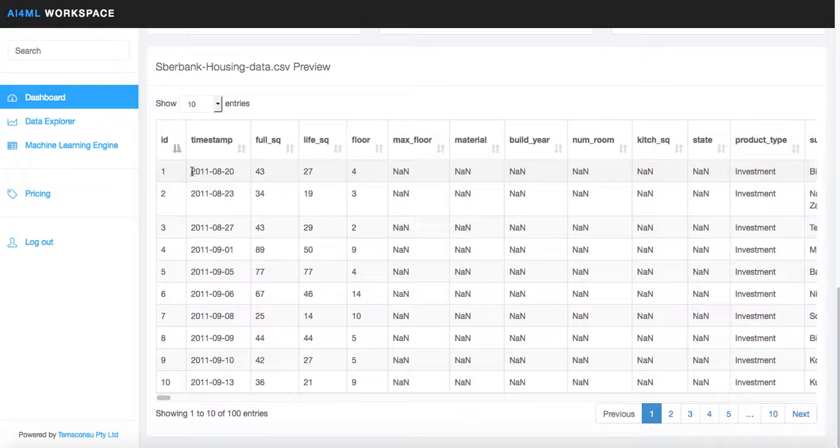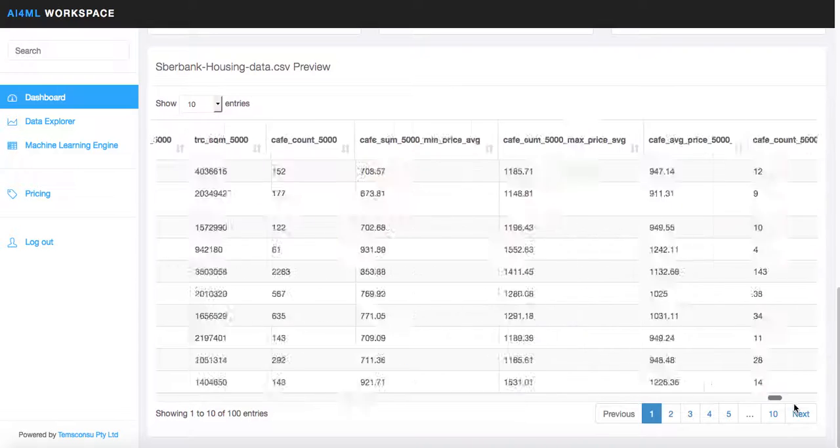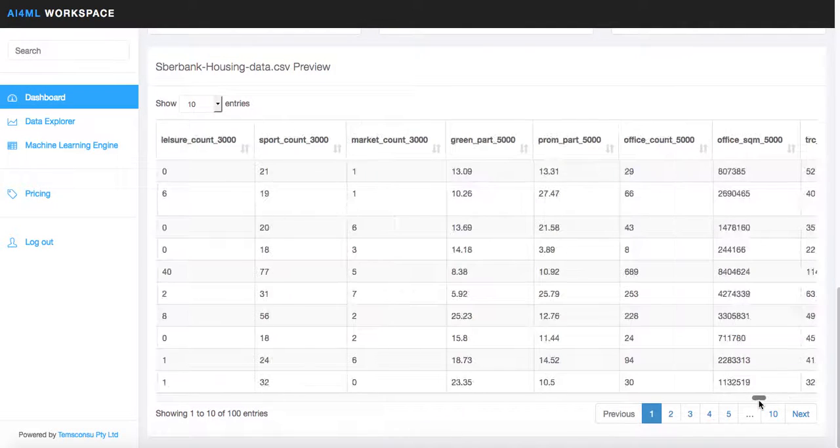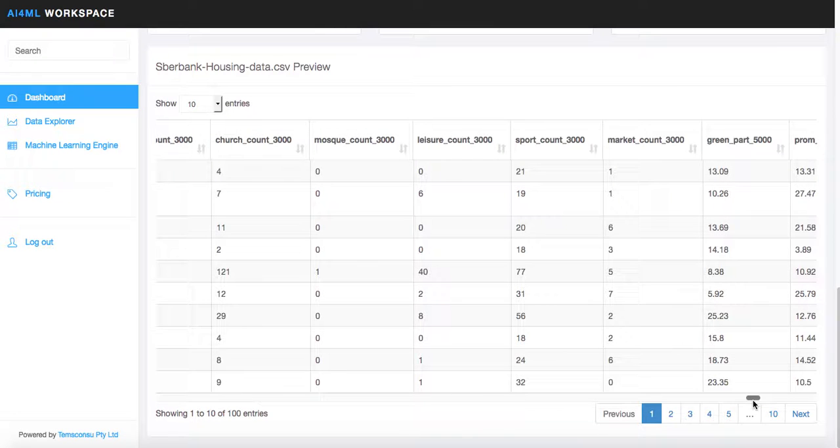It's a date of a record, it's number of floors, and this is the price of this house in rubles, and number of mosques around, number of churches around, number of sports centers around, schools, offices, and so on.